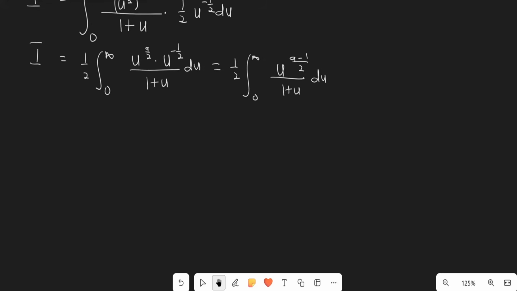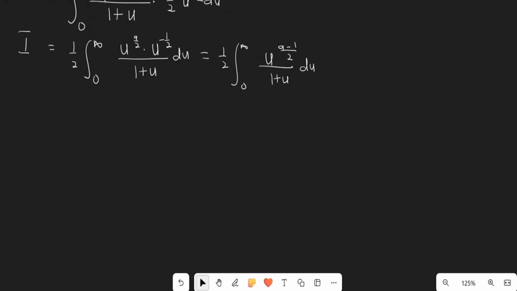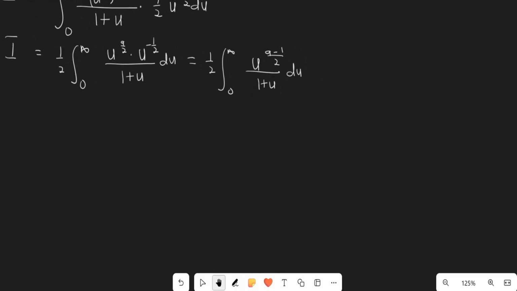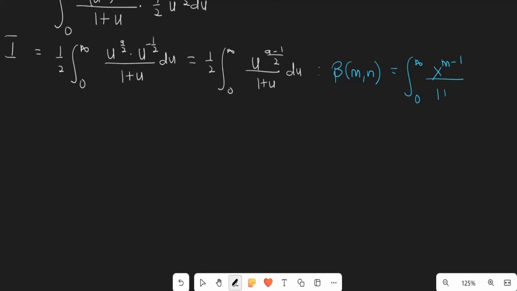Cool. And now we are going to compare this one to the beta function. So let me write it here. The beta function, if you have the beta of these arguments m and n, this is the same as the integral from 0 to infinity of x raised to the power m minus 1 all over 1 plus x raised to the power m plus n, and then dx. This is the beta of m and n. So we are going to rewrite this one to look like the beta function. So now let's do the comparison.